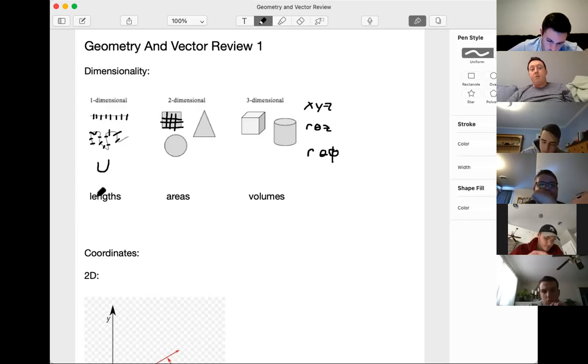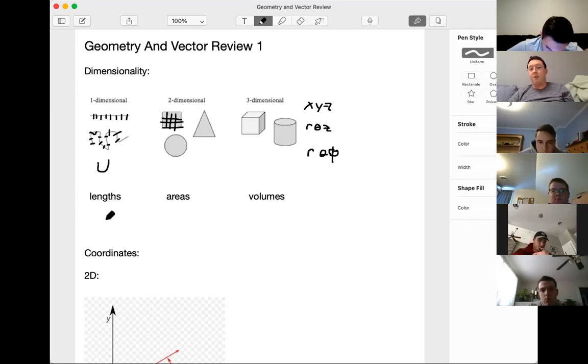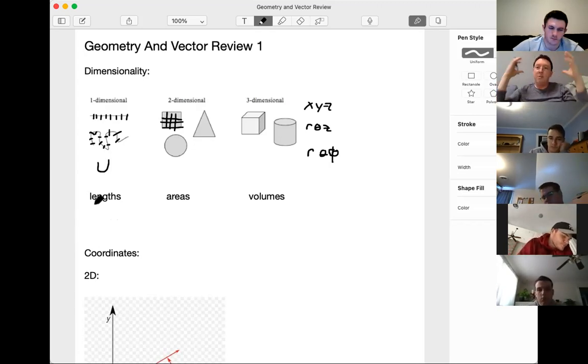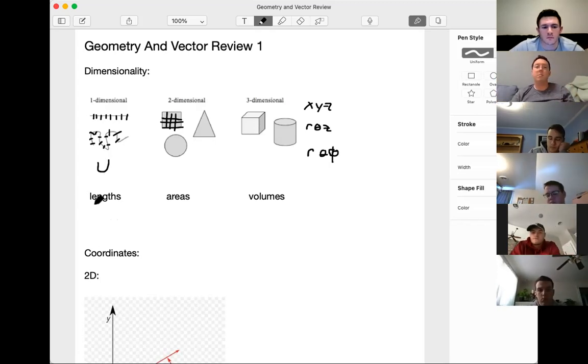So, all right. When we talk about one-dimensional shapes, you should be thinking about lengths. 2D, you should be thinking about areas. 3D, you should be thinking about volumes. Okay. It doesn't make sense to talk about the length of a cube. It doesn't make sense to talk about the area of a line. Okay. So when you start talking about 1D, 2D, 3D, that should already set the stage of what's even a reasonable question to ask about.